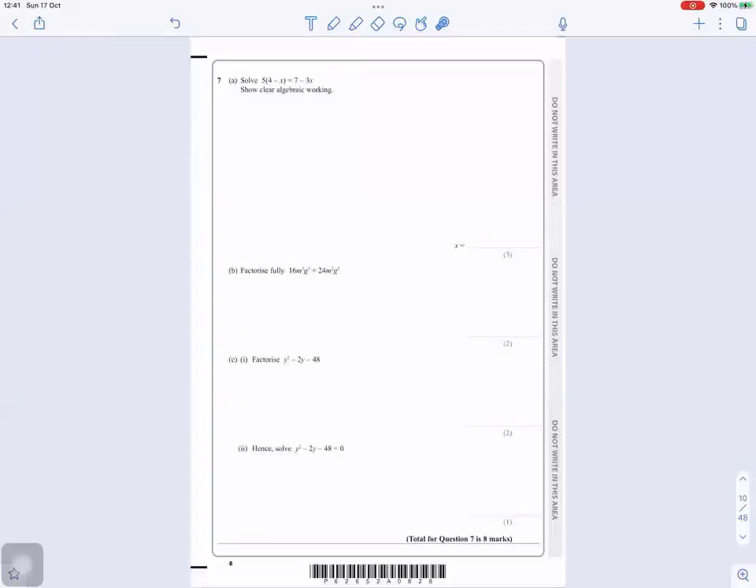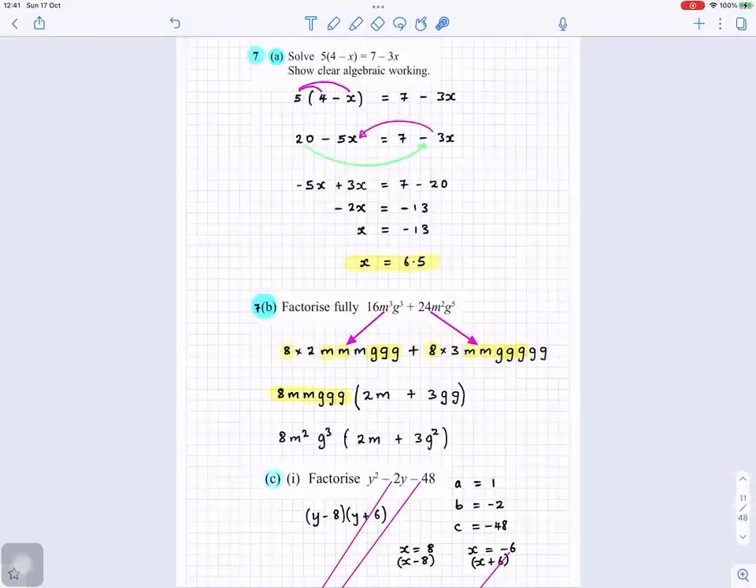Question number 7. Solve 5 bracket 4 minus x equals to 7 minus 3x. Show clear algebraic working. Removing the brackets, 5 times 4 is 20. 5 times minus x is minus 5x. Take minus 3x to the left, it becomes plus 3x. You take 20 to the right, it becomes minus 20. So you have minus 5x plus 3x equals to 7 minus 20.